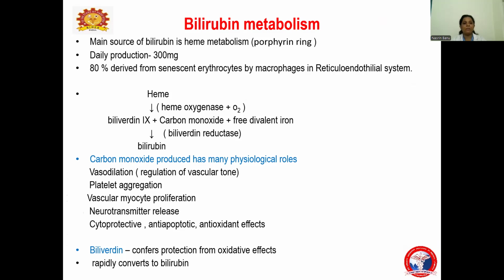From biliverdin, biliverdin reductase brings about its action, converting the biliverdin into bilirubin. Carbon monoxide produced has many physiological roles. It causes vasodilation, platelet aggregation, vascular myocyte proliferation, neurotransmitter release, and cytoprotective, anti-apoptotic, and antioxidant effects. Biliverdin confers protection from oxidative effects and rapidly converts to bilirubin.